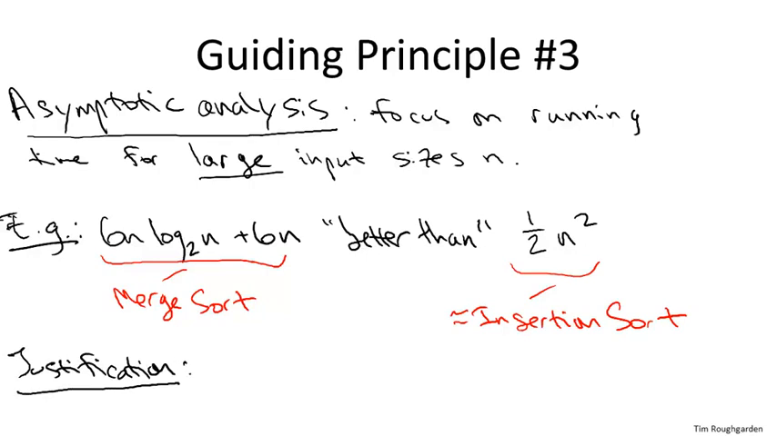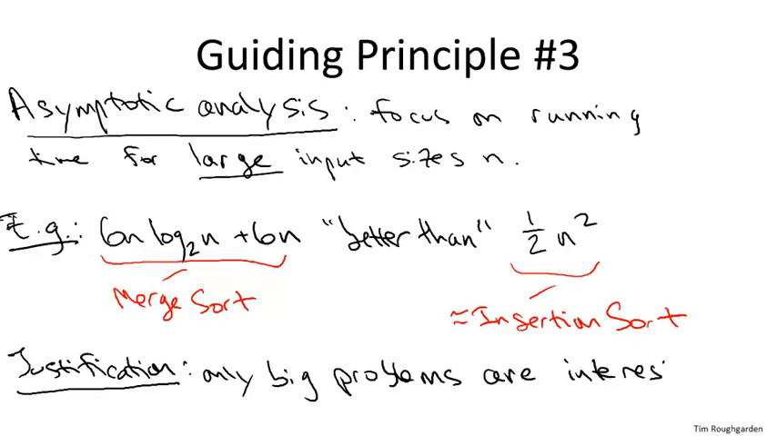Is that a justified assumption to focus on large input sizes? And the answer is certainly yes. The reason we focus on large input sizes is because, frankly, those are the only problems which are at all interesting. If all you need to do is sort 100 numbers, use whatever method you want, and it's going to happen instantaneously on modern computers. You don't need to know, say, the divide and conquer paradigm if all you need to do is sort 100 numbers.